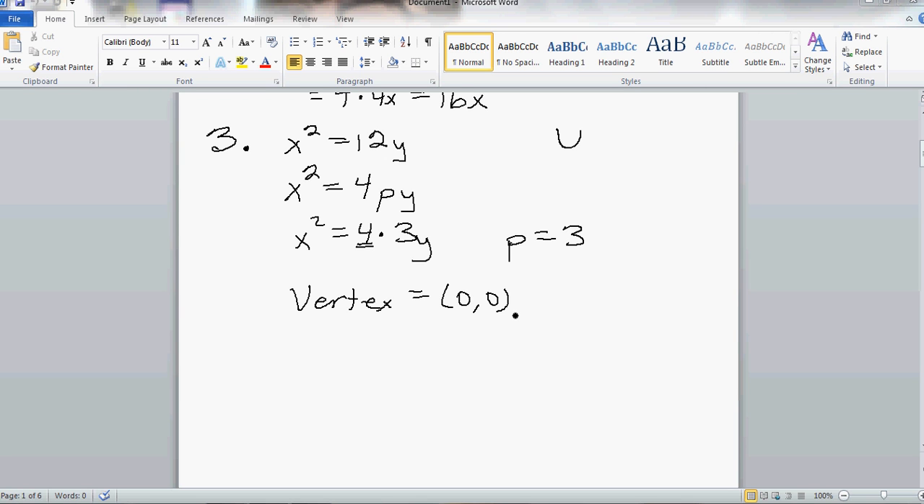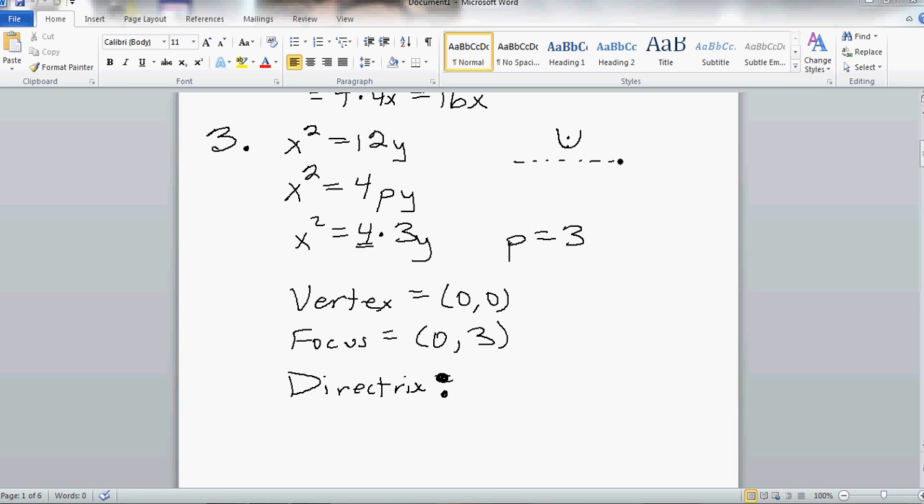Then we want to find the focus. Well, the focus, we have to realize if the vertex is here, the focus would be about here, and the distance there is 3. So if the vertex is 0, 0, then the focus would be the point 0, 3. And the directrix is the line that goes along here.